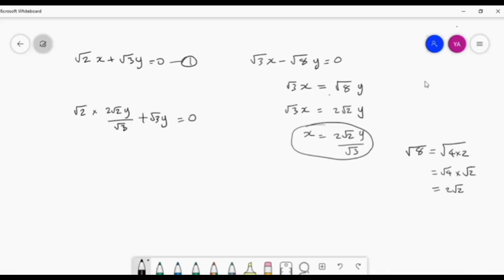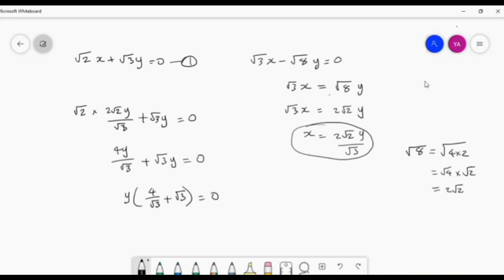Root 2 into root 2? 2. Okay. And one more 2 is here. So 2 into 2 will become 4y. So 4y by root 3 plus root 3y is equal to 0. Okay. So in the next step, you can take y common outside the bracket. So y into 4 by root 3 plus root 3, right? Plus root 3 is equal to 0.